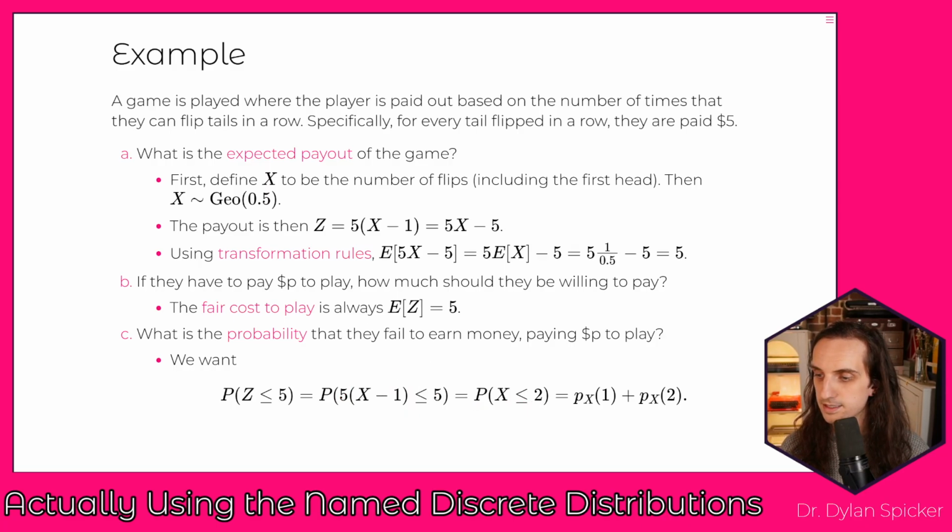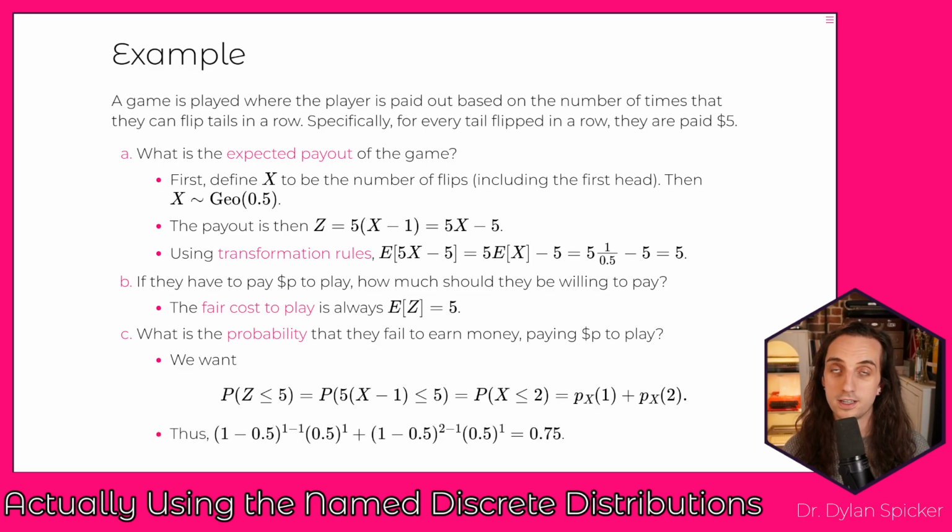And so then we get x being 1 plus x being 2, the exact same expression we worked out directly. If we want that, we plug into the geometric distribution: 1 minus p to the power of x minus 1 times p. We add that up for 1 and for 2, and we get 0.75. So there's a 75% chance playing this game that they fail to earn money, or a 25% chance that they do earn money. Of course, some of those times they're going to be earning $0, but still, with paying $p to play, there's a 75% chance you don't earn any money, and a 25% chance that you do.